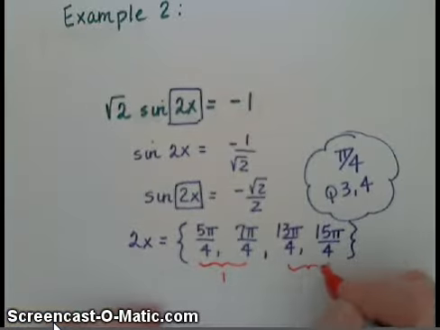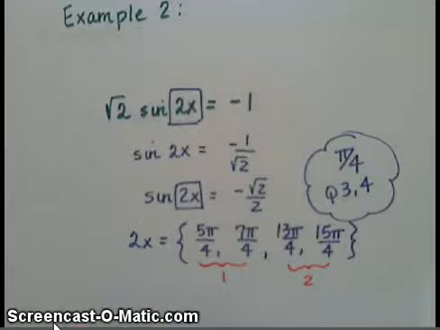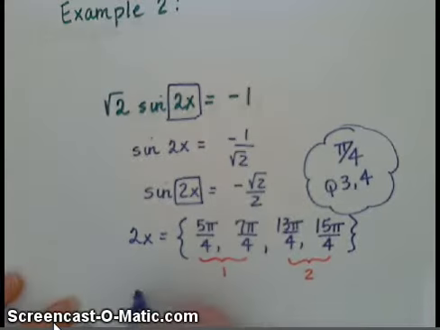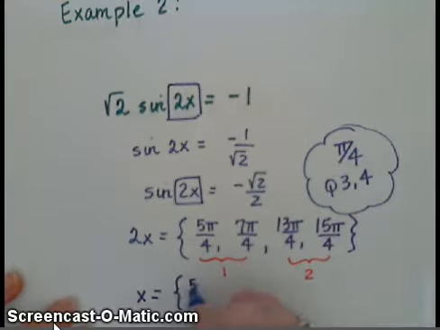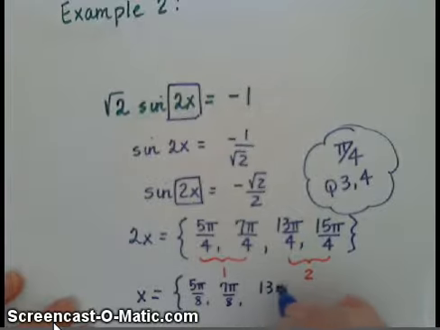All right, once you do this, then you don't want to leave your answer 2x equals. You want to say x equals, and you're just going to divide everything by 2 or multiply by 1/2, which basically makes all the denominators 8. And we get 5 pi over 8, 7 pi over 8, 13 pi over 8, and 15 pi over 8.